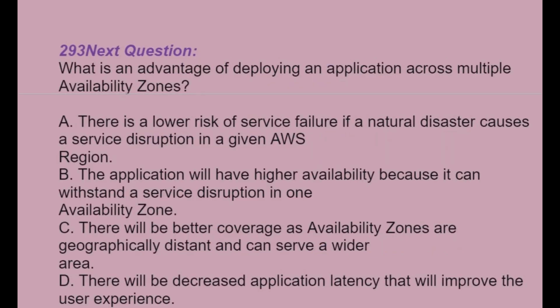Question is, what is an advantage of deploying an application across multiple availability zones? Option A, there is a lower risk of service failure if a natural disaster causes a service disruption in a given AWS region. Option B, the application will have higher availability because it can withstand a service disruption in one availability zone. Option C, there will be a better coverage as availability zones are geographically distant and can serve a wider area. Option D, there will be decreased application latency that will improve the user experience. Correct answer is option B.